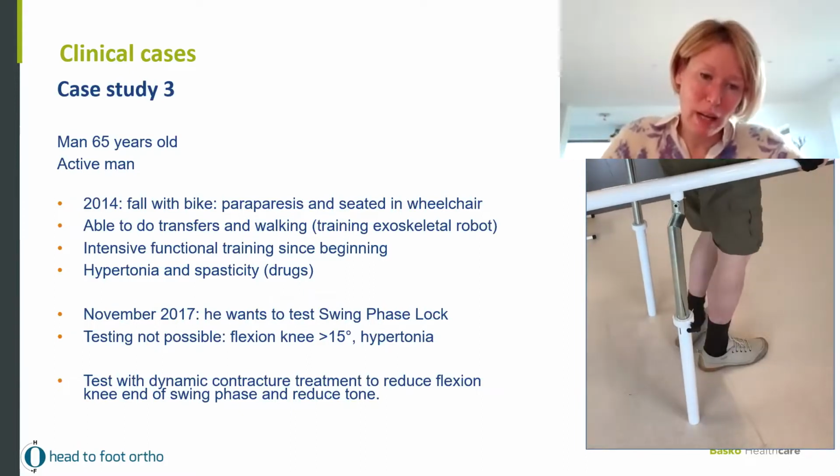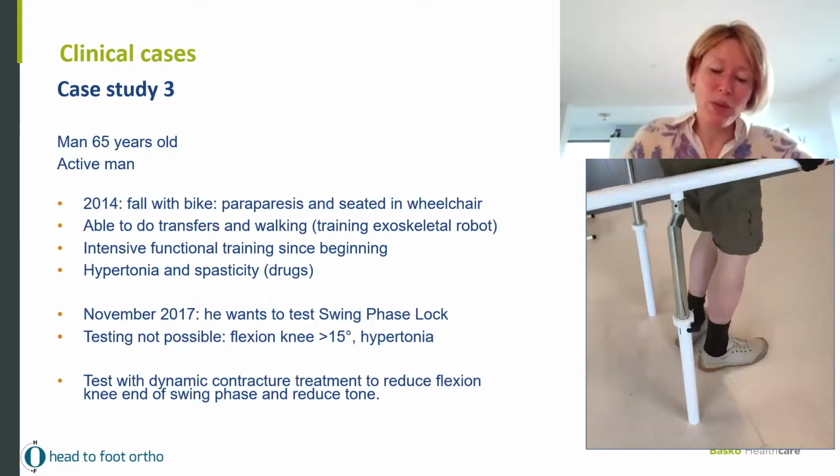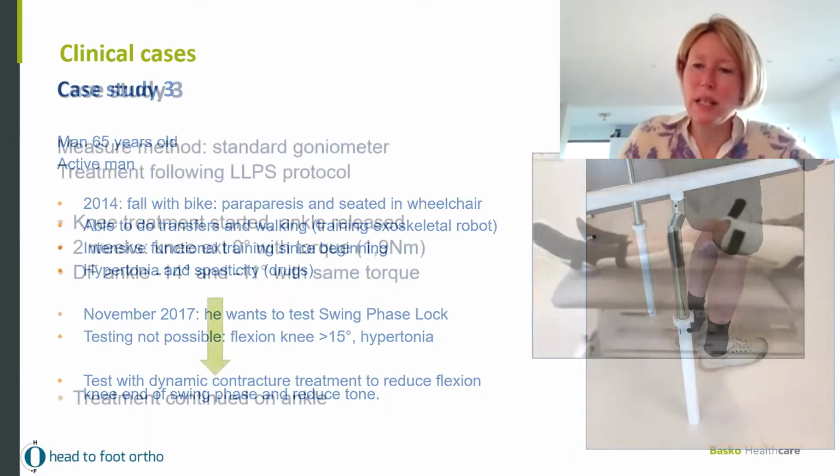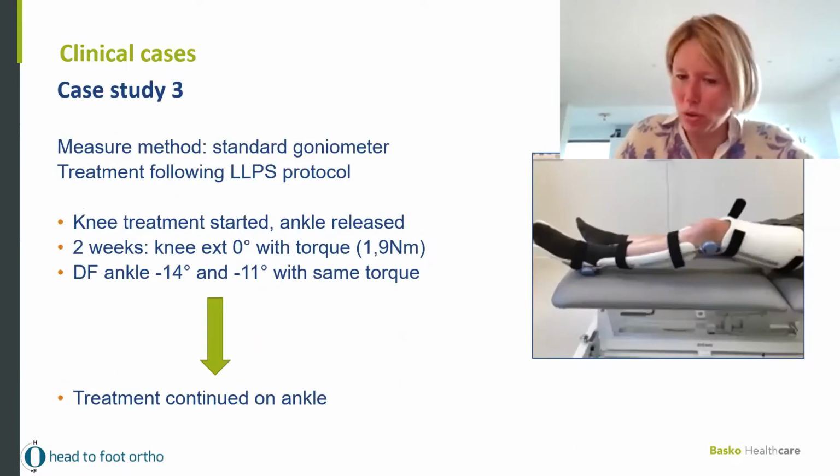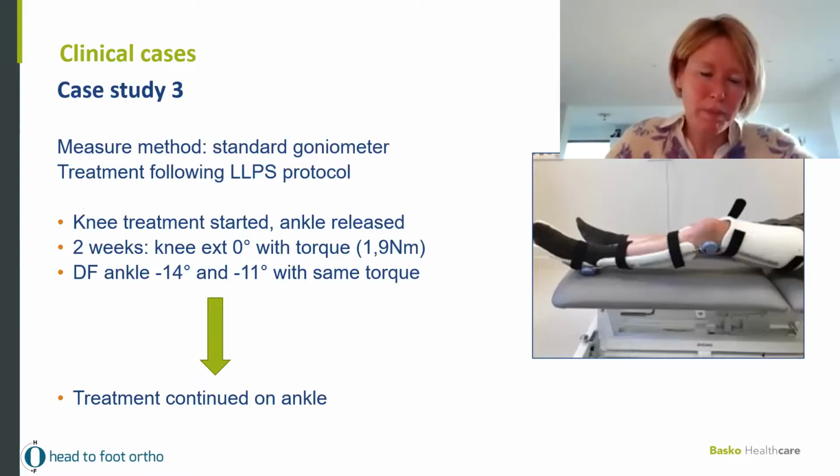Because you do have a struggle with tone. He already took drugs for that. And would you like to try? I said, yeah, I'm ready to do whatever it takes, as long as it doesn't hurt. And it does not hurt. So we started with a KFO, with a double multi-motion.